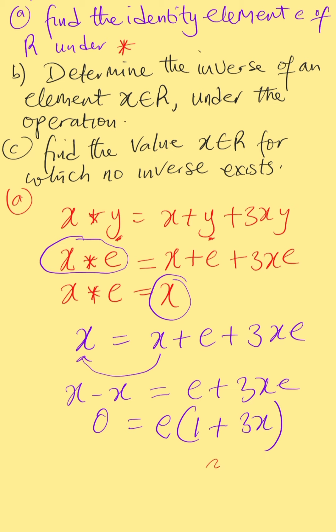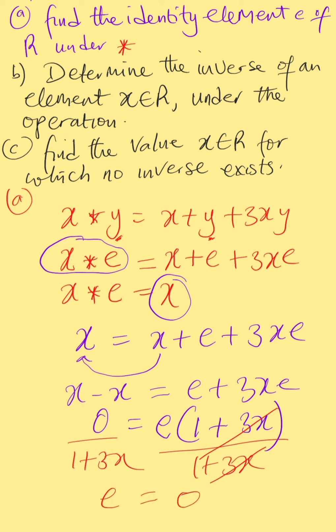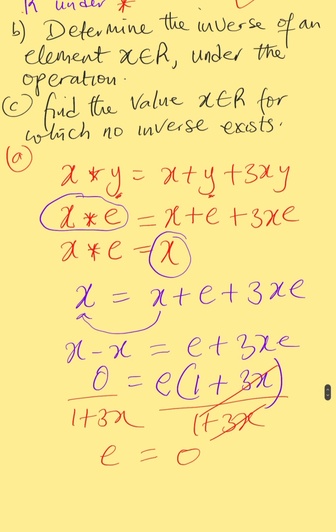To get the value of E, you can divide both sides by 1 plus 3x. This will cancel out, and 0 divided by 1 plus 3x is still 0, because 0 divided by any number is actually 0. So we have answered the first problem, that the identity element is 0. Now we want to go to the B part of it to answer the inverse element.